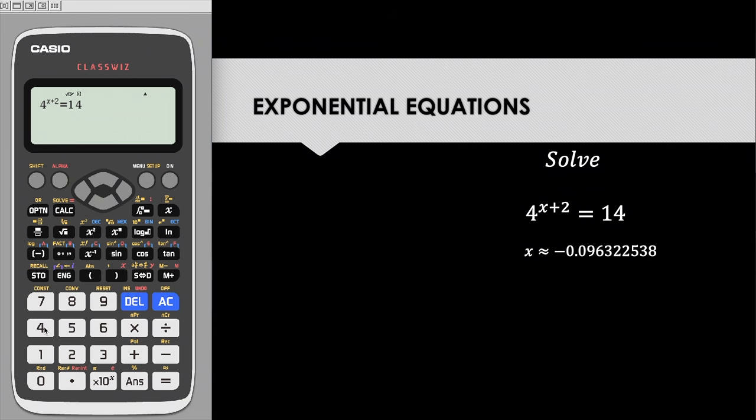Now to solve this, I need to press shift and calc. At the moment it's come up with a value of x equals 0, but if I press equals, it should solve my value for x. And as you can see here, I've got x equals minus 0.0963225538, which is the exact same answer as I got using logarithms. So that's how you solve exponential equations.